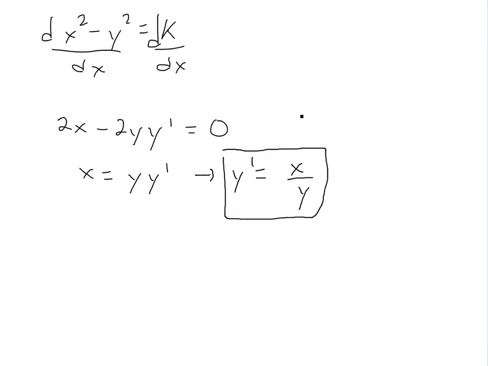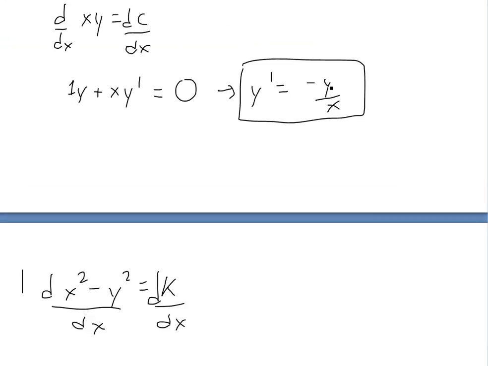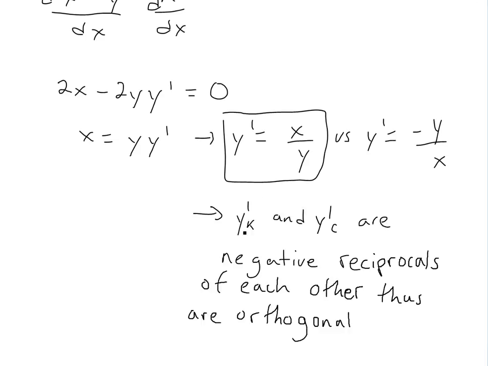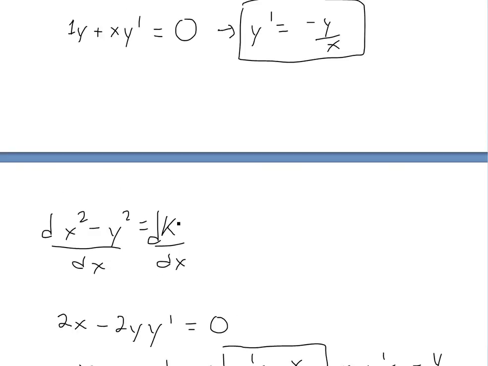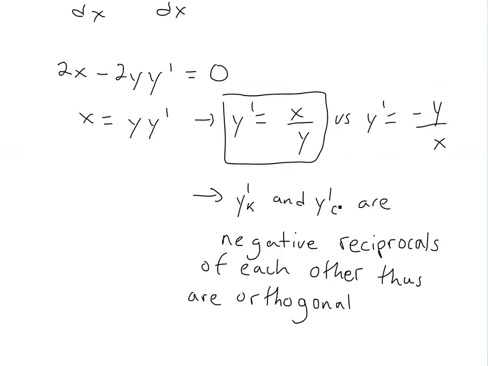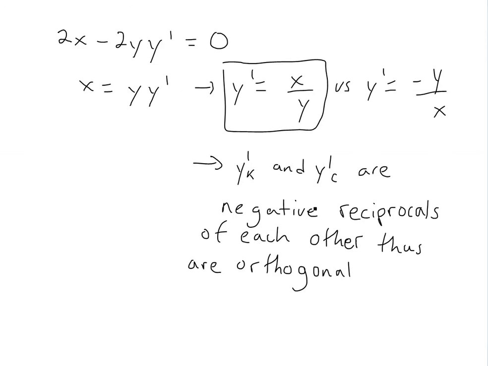Now when we compare the derivatives, we have y prime equals negative y over x, versus y prime equals x over y. So this is the negative reciprocal. I wrote this down: y prime of k represents the derivative of x squared minus y squared equals k, and the other one is the first one, xy equals c. They're both negative reciprocals of each other, thus they are orthogonal. And you can see a video link on negative reciprocals.